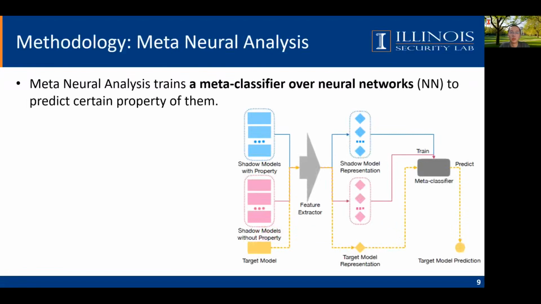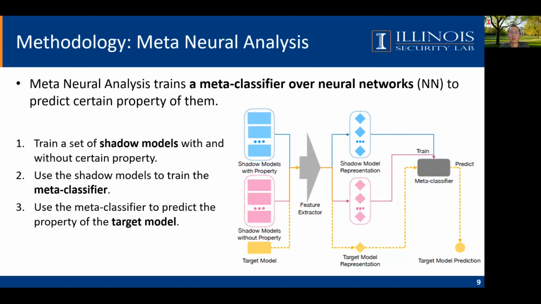Now we will introduce our approach. Our pipeline is based on the idea of meta-neural analysis. It will train a meta-classifier over neural networks. This means that the meta-classifier will take a neural network as input and output a prediction of certain property of the input neural network. Meta-neural analysis usually consists of three steps. First, it will train a set of shadow models with and without certain property. Second, it will use the shadow models to train the meta-classifier. And finally, it uses the meta-classifier to predict the property of the target model.